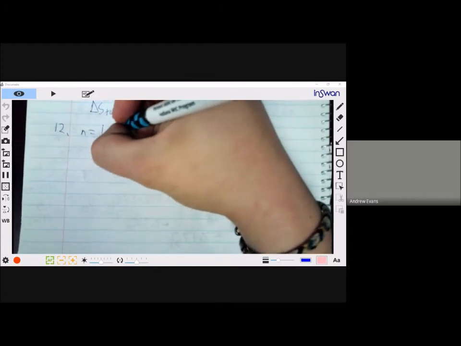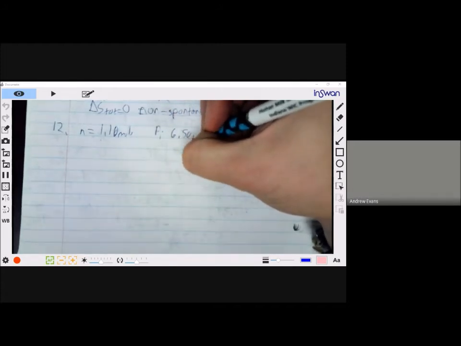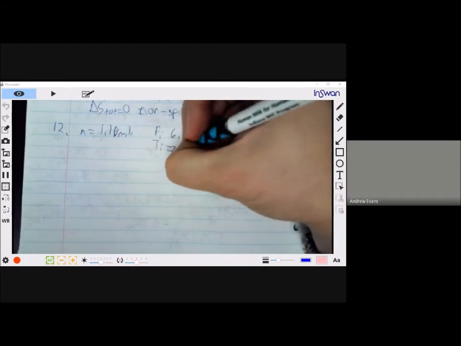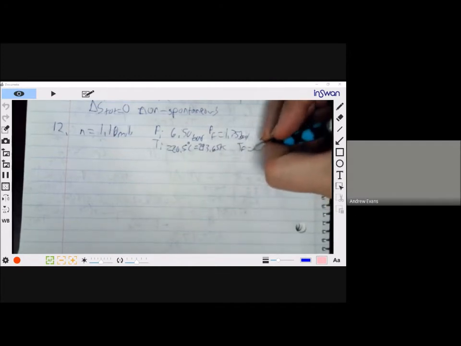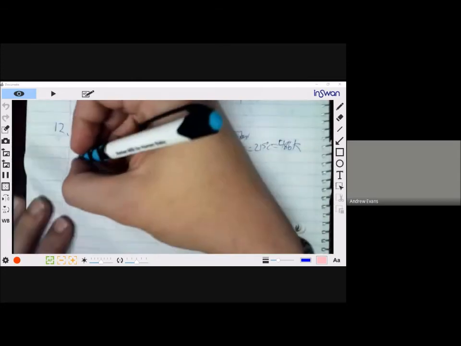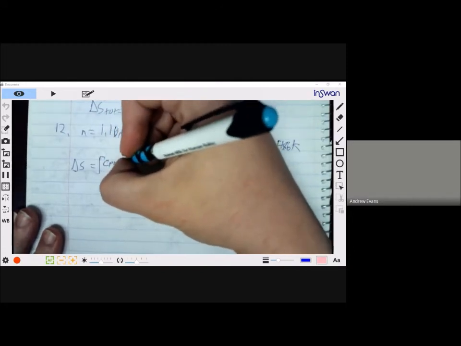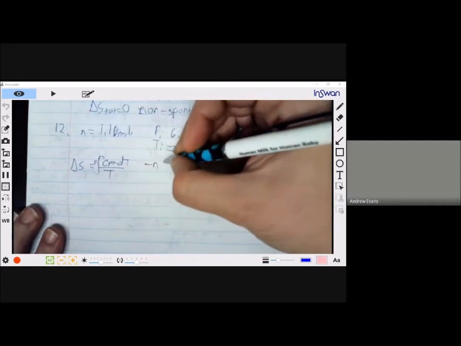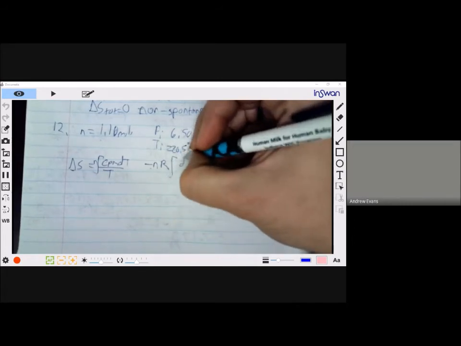Moles: we have 1.10 moles. PI is 6.5 bars. PF is 1.75 bars. TI is 20.5 degrees C, which is, you add 273, 293.65 Kelvin. And TF is 215 degrees C, which becomes 486 Kelvin. Our equation is as follows. Delta S is the integral of Q over T, which is C sub P sub M dT over T times moles, and minus, since it's a gas, negative nR integral of dP over P.